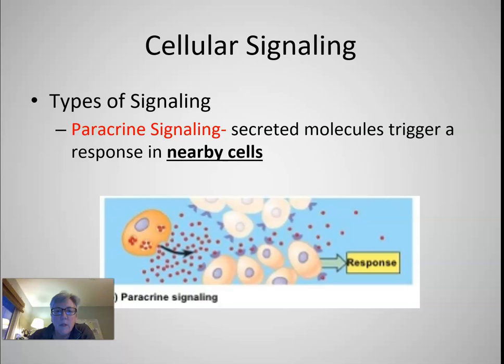Okay, so that just means a signaling molecule is secreted from one cell and it binds to its receptor in a cell that's nearby to signal a response. Okay, all right, awesome.